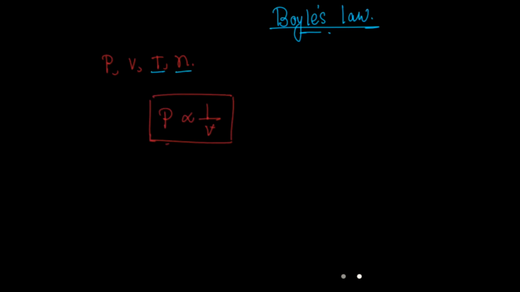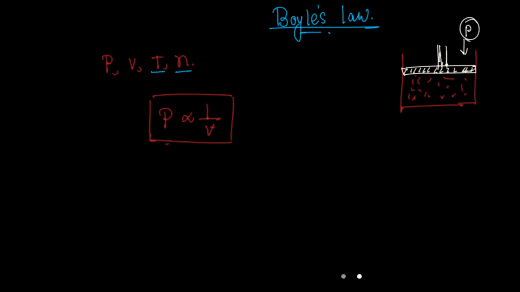So let's say I have a gaseous chamber and there are gas molecules. Okay, now I have a piston on the top of it. Okay, there's a piston. So if I increase the pressure on the piston, the volume of the gas would decrease, right? So P varies as 1 by V. This was given by Boyle. Okay, one more thing, just remember, temperature and the number of moles is constant.